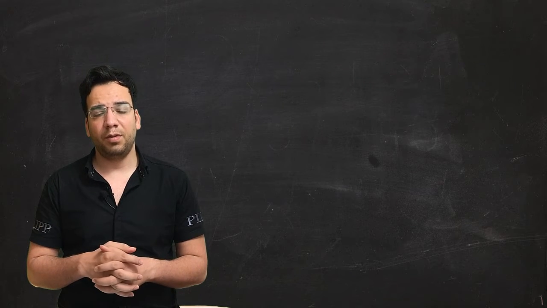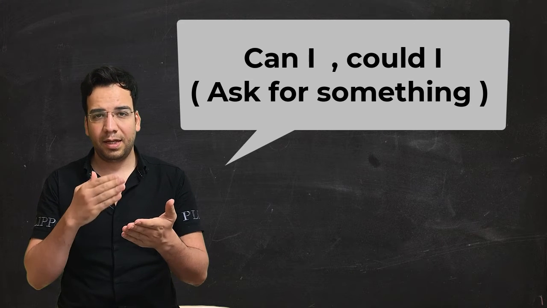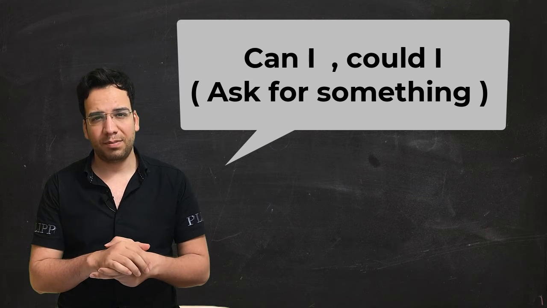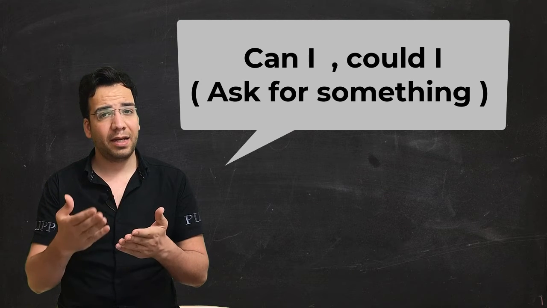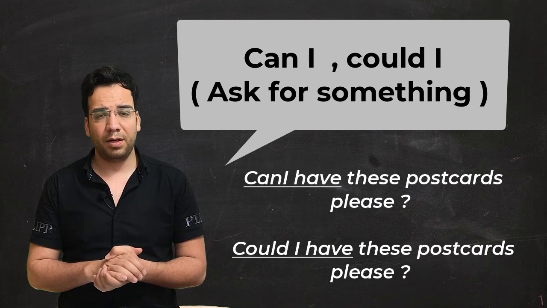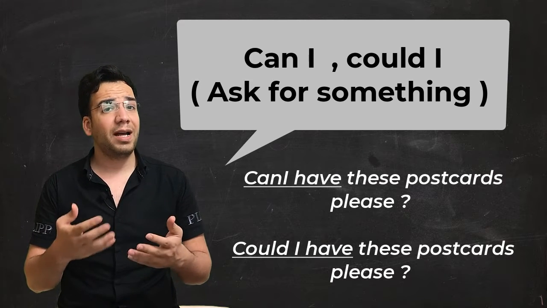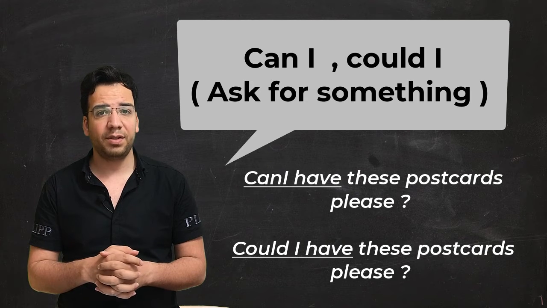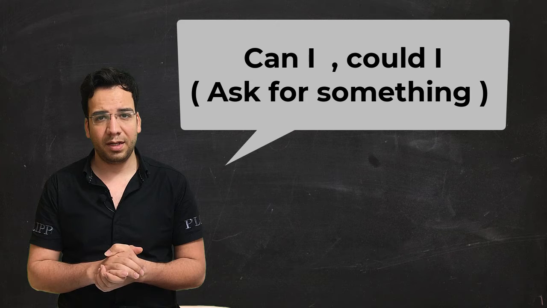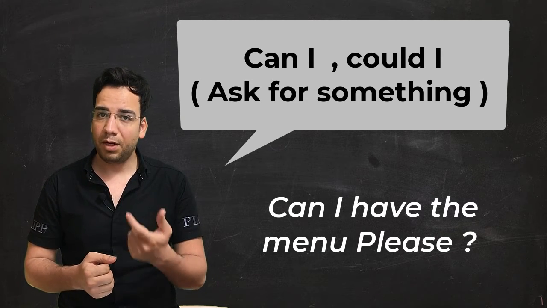To ask for something, you can also use can and could. So we can say, can I have, or could I have, or sometimes we can say, can I get, or could I get. For example, you are in a shop and you say, can I have these postcards please? Or could I have these postcards please? Or for example, you are in a restaurant and you want something and say, can I have the menu please? Or could I have the menu please?